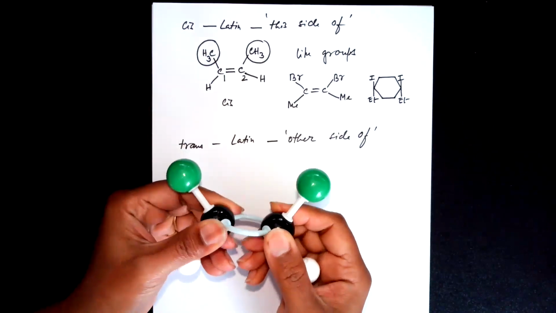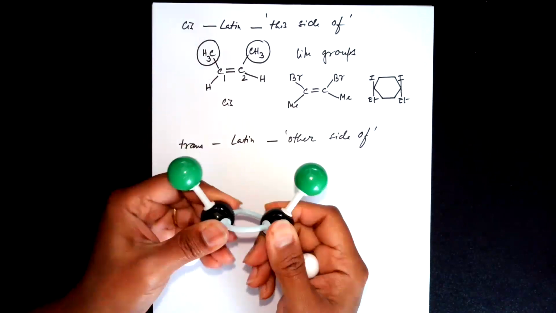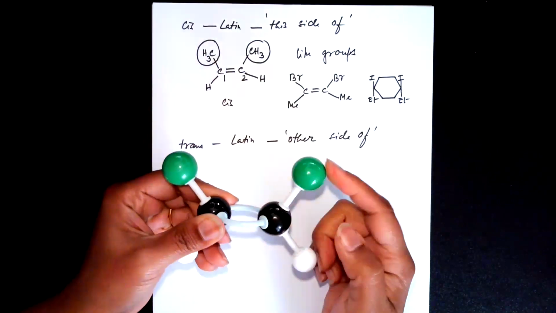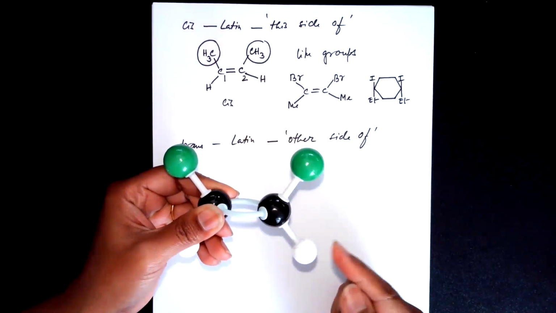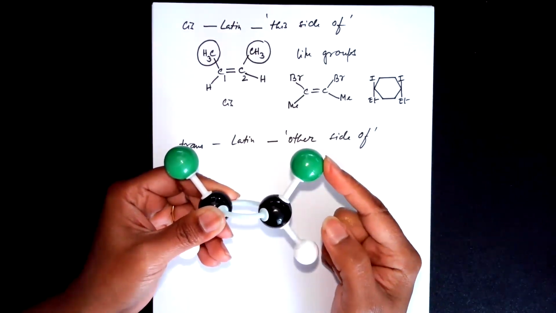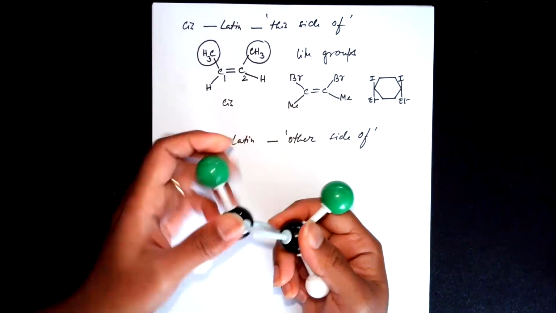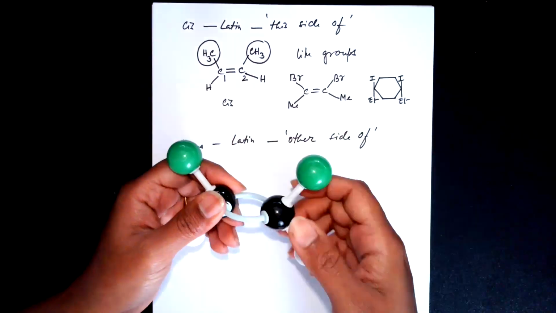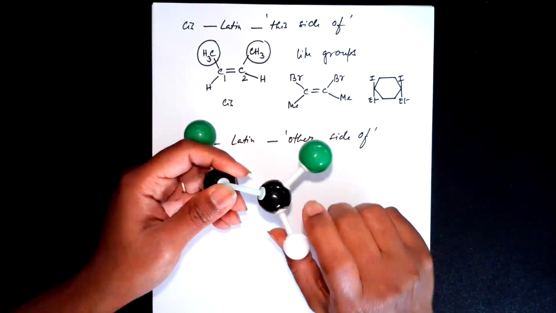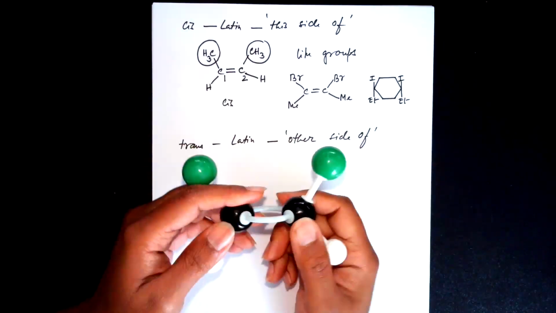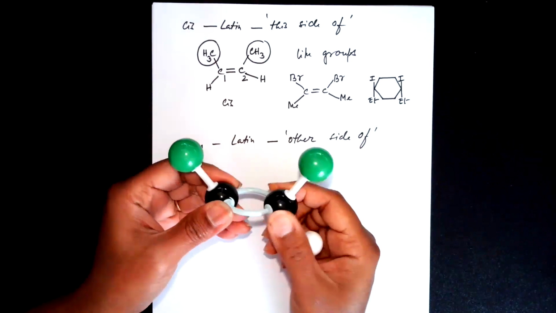That serves as a lock. I'm not able to move these around. I can't just turn this carbon and make the green group appear here and the white group appear there. That is not going to happen. I can do that at the cost of breaking this bond. Either I can break this and turn it, or I can take this out, and then switch their positions. So the double bond here works as a lock.